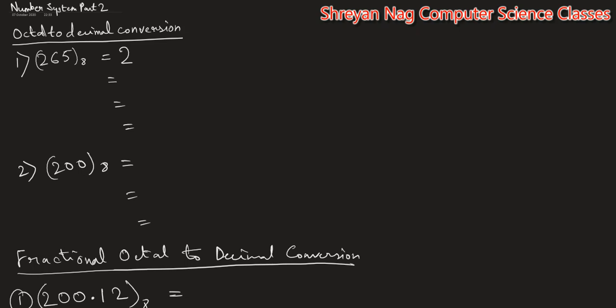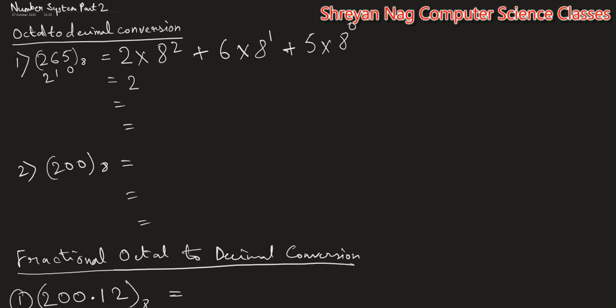If you write the positions, it will be much easier to find out. From the very right to left, you write starting from 0. So 2 into 8 to the power of 2 plus 6 multiplied by 8 to the power of 1 plus 5 multiplied by 8 to the power of 0.